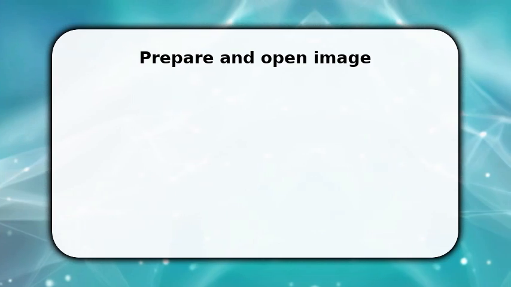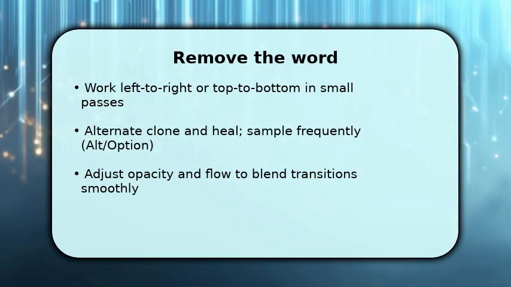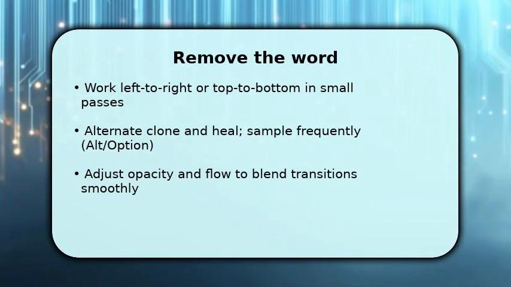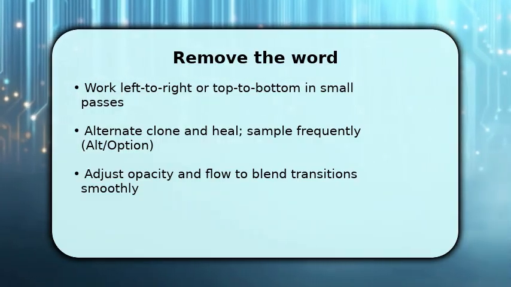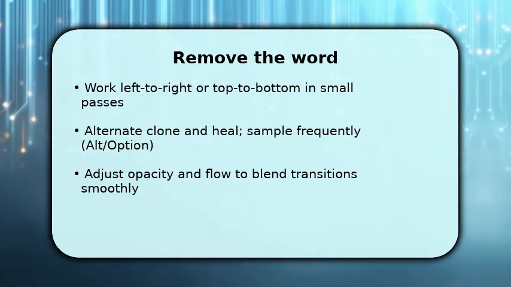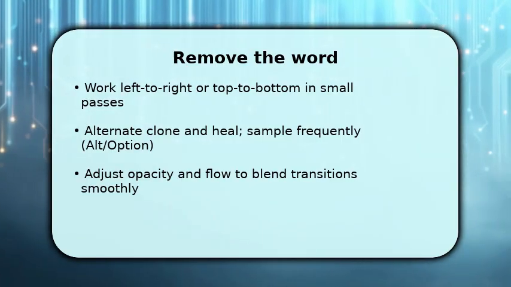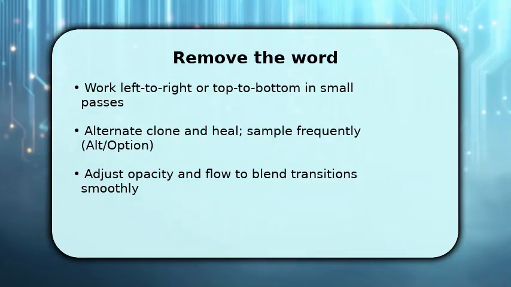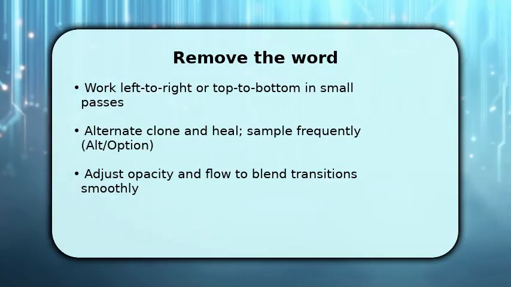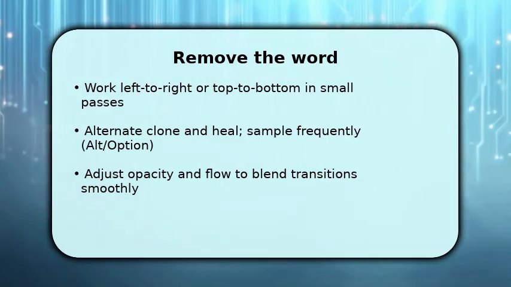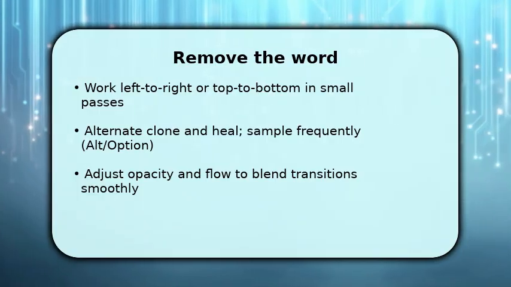Make a small test stroke on the duplicate layer to confirm brush size and hardness before proceeding across the word. Now remove the word using small, deliberate strokes, working left to right or top to bottom so you preserve pattern continuity. Sample nearby clean areas with Alt or Option often, alternating between the clone stamp for structure and the healing brush to integrate texture and lighting. Make many low opacity passes, about 20–40%, so you can build a natural result rather than erase abruptly.